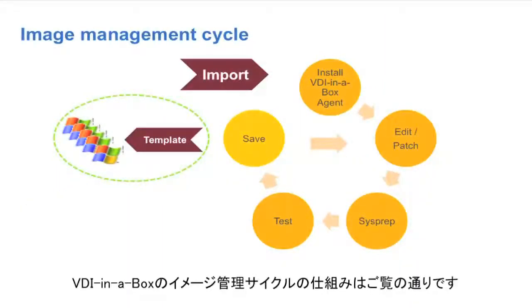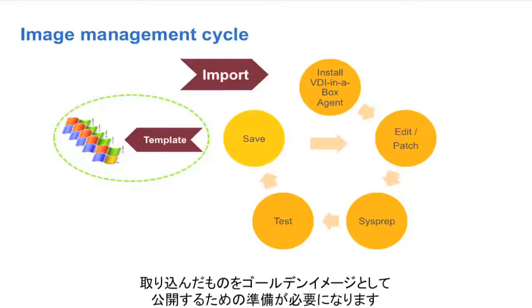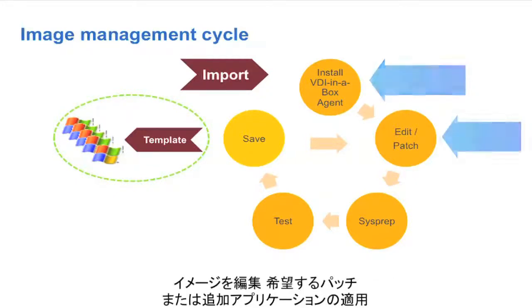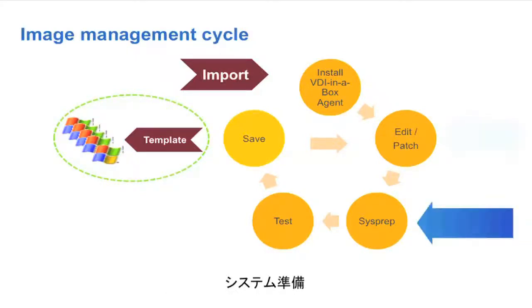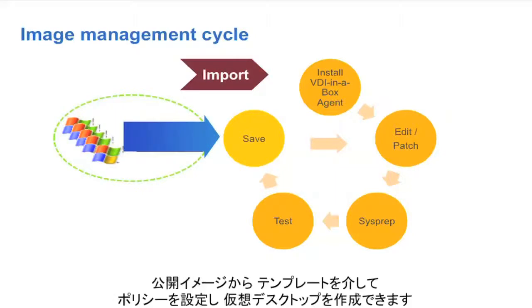The VDI-in-a-Box image management cycle works like this. We first import a virtual machine from an ISO image into VDI-in-a-Box, and once we bring it in, we need to prepare it to publish it as a golden image. First we install the VDI-in-a-Box Desktop Agent, then we edit the image and apply any patches or additional applications we want to it, sysprep it, test it, and save it as a published image. From the published image, we can set policies via templates and create our virtual desktops.